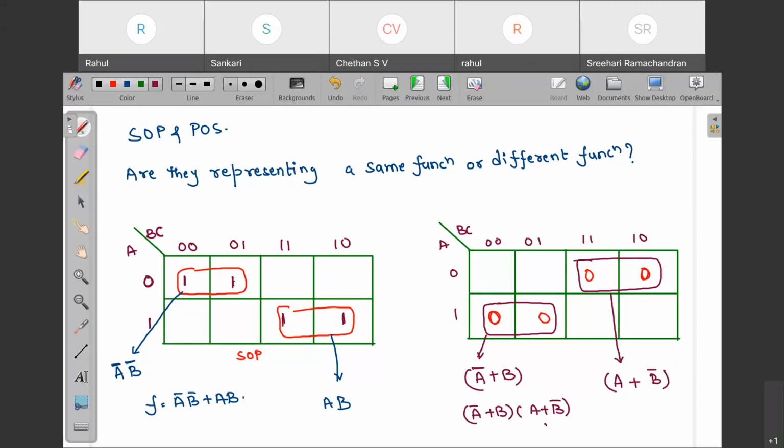So if you expand this, what will it be? A complement into A will be 0. A complement B complement plus B complement into A, or I can write it as AB, and B into B complement is 0. So you can see we are getting the same result. SOP and POS represent the same function. Basically, that is a different style of representation of the same function. So don't ever get confused.